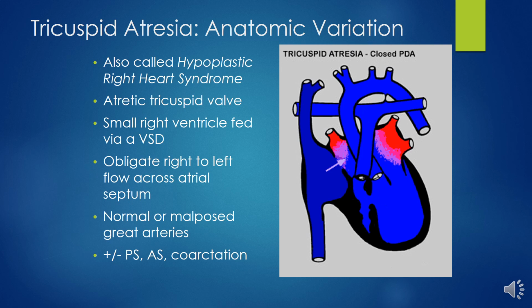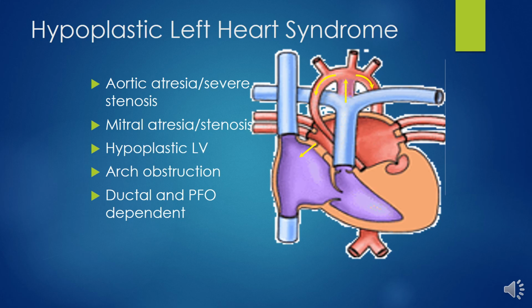Tricuspid atresia with anatomical variation, also called hypoplastic right heart syndrome: an atretic tricuspid valve, a small right ventricle fed with a VSD, obligatory right to left flow across the atrial septum, and normal or malposed great arteries, plus or minus coarctation. Hypoplastic left heart syndrome: aortic atresia with severe stenosis, mitral atresia with stenosis, hypoplastic LV, arch obstruction, ductal and PFO dependent.